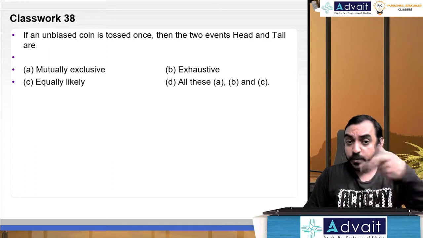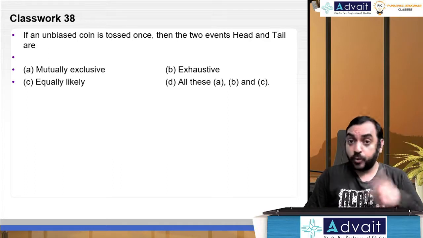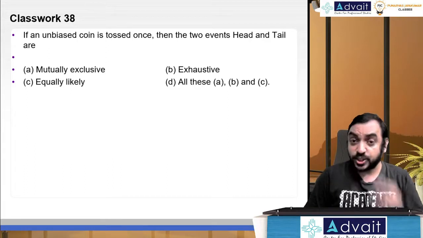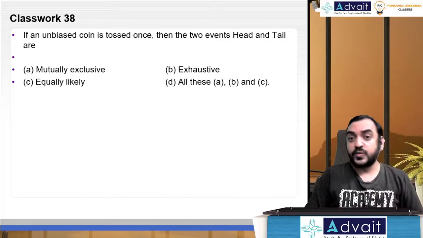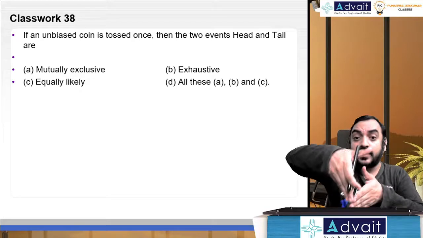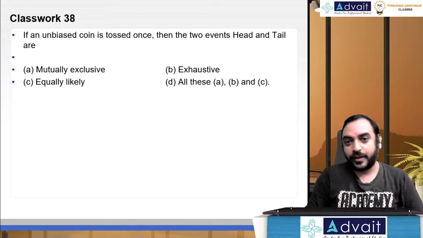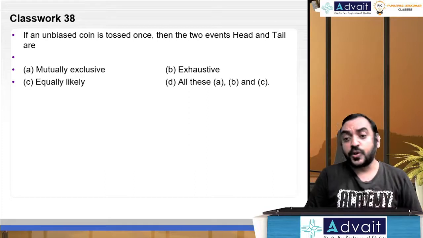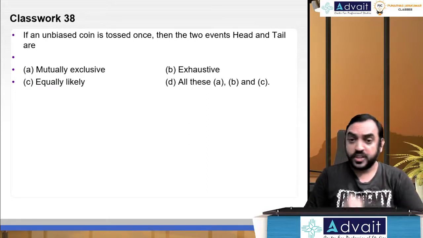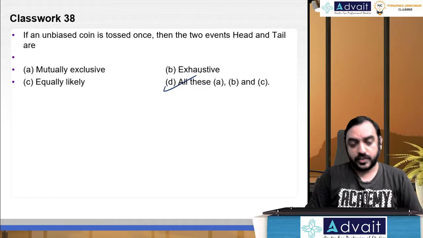Answer is yes, because head and tail cannot both happen. Exhaustive, yes, one of them will happen, either head or tail. The exception is when Rajnikanth tosses, it might stand. Otherwise, head or tail will happen. Equally likely, yes, probability of head is 1 by 2, probability of tail is also 1 by 2. So all are correct, all of A, B, C.